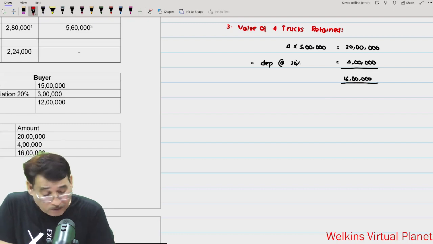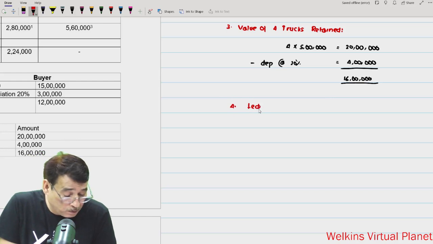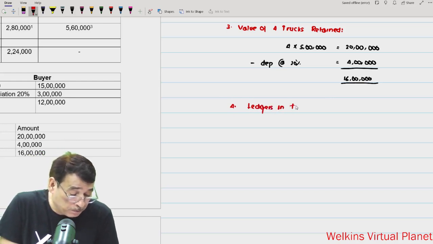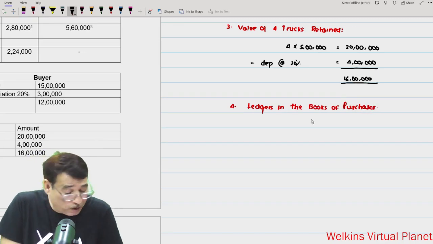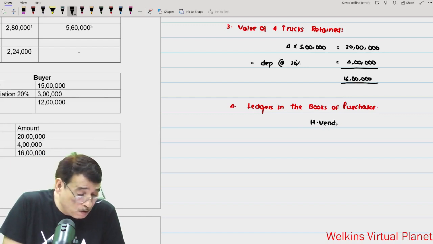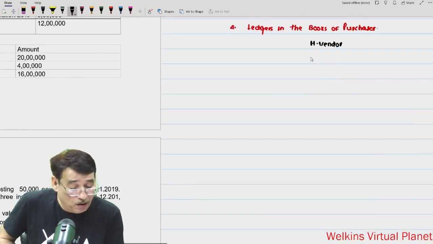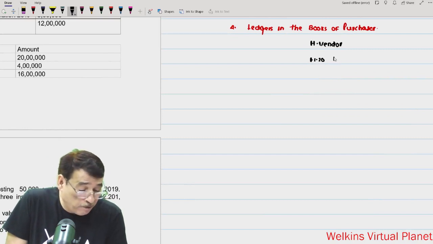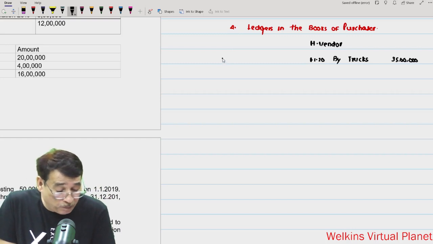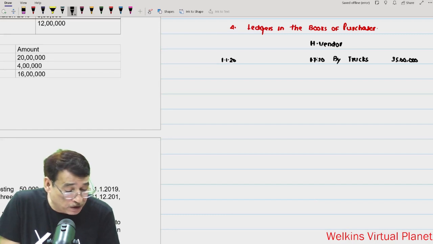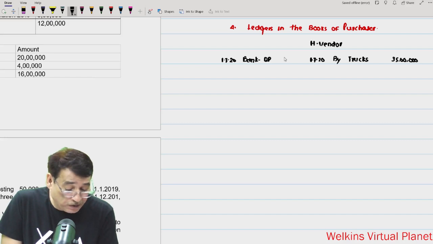Suppose I am going to ask you for the ledgers in the books of the purchaser. So you are going to prepare a hire vendor account, obviously. When you prepare the hire vendor account, let me know. On 1-1-2020, I will write here by trucks account. Total cash price of 7 trucks was 35 lakhs, if you remember. And then we paid the down payment on 1-7-2020, to bank. Down payment was 7 lakhs.